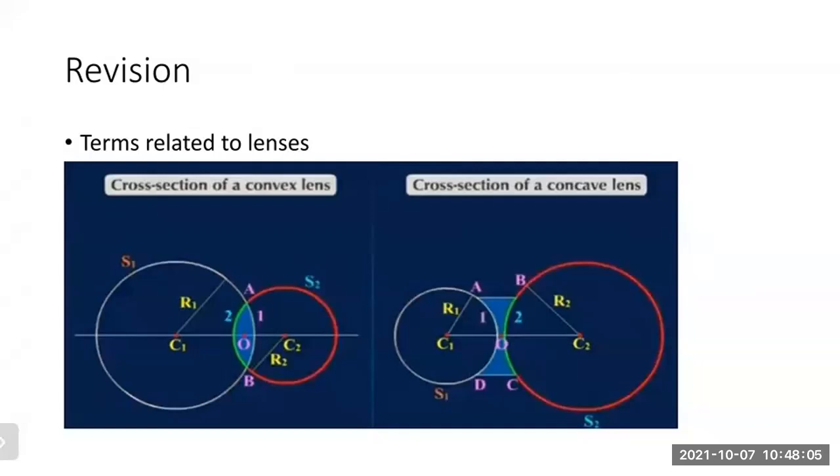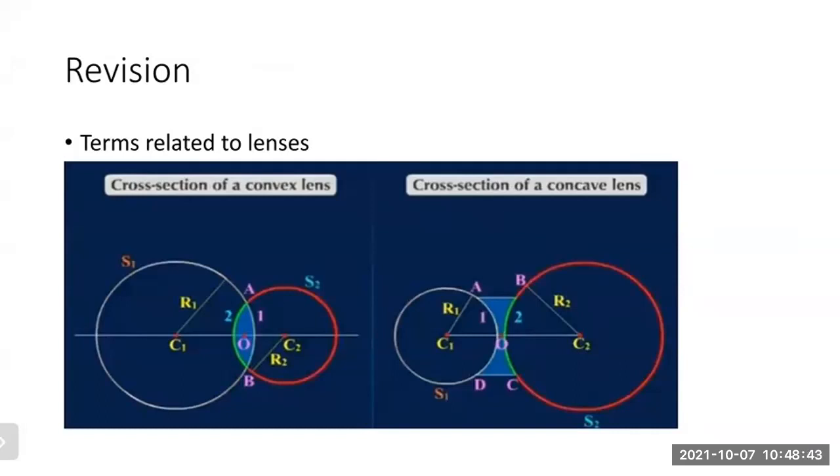Got it? And the rest of the terms like center of curvature, radius of curvature, that is R1 and R2, principal axis, optical center, principal focus, and focal length, we have related for both convex and concave lens. So what is the center of curvature? It is the center of the spheres whose parts form the surfaces of the lens. What is the radius of curvature? The radii R1 and R2 of the spheres whose parts form the surfaces of the lens are the radius of curvature.